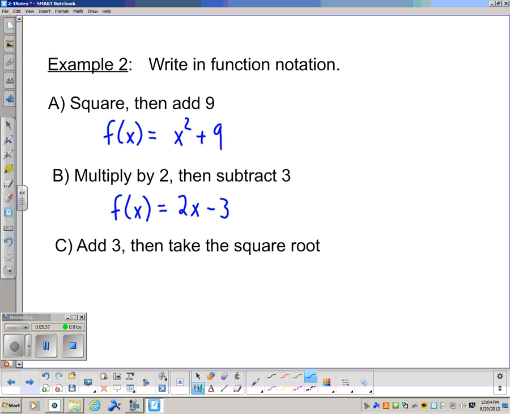And then my third example here says to add 3 and then take the square root. So again, using my function notation, f of x equals, I'm going to add 3 to the x, so x plus 3. And then I'm supposed to take the square root of that result. So if I'm going to take the square root of the result, I'm going to put the square root over the entire thing. So the square root of x plus 3.